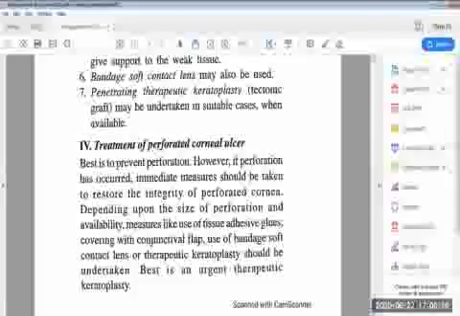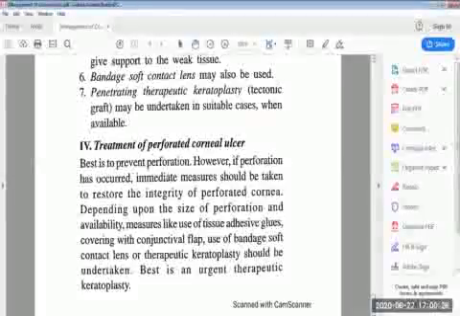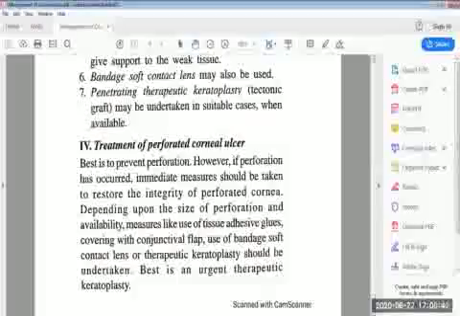The best is to prevent perforation. However, if perforation has occurred, immediate measures should be taken to restore the integrity of perforated cornea. Depending upon the size of perforation and availability, measures like use of tissue adhesive glues, covering with conjunctival flap, use of bandage soft contact lens, or therapeutic keratoplasty should be undertaken. Best is an urgent therapeutic keratoplasty.